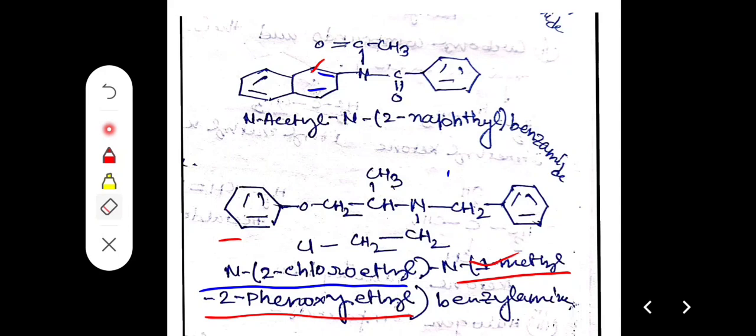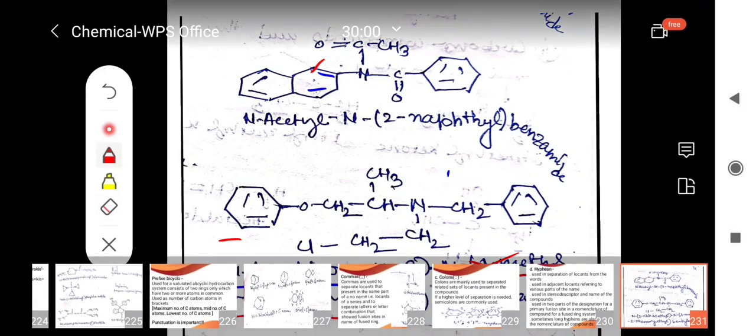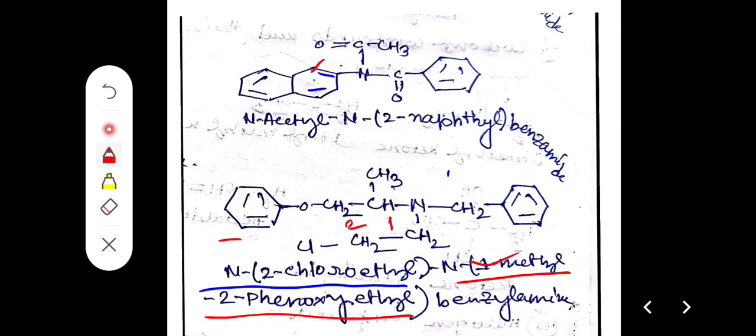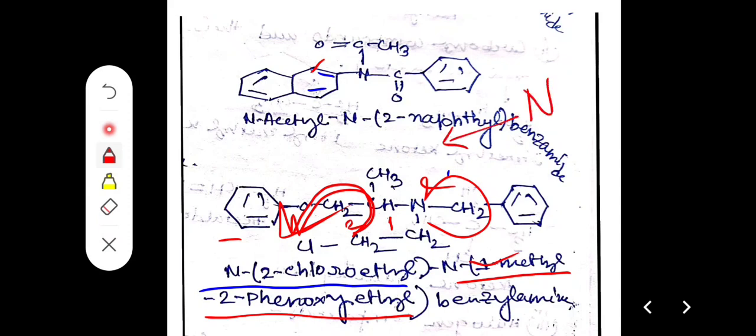N-2-chloroethyl, because if we consider this as 1, so that should be 2, and this 2 carbon of the ethyl group is attached with the chloride group. That's why we termed it 2-chloroethyl. Okay, 1 carbon is attached with nitrogen, so the number 2 carbon should be attached with chlorine. That's why we get 2-chloroethyl. Numbering always starts after the heteroatom.